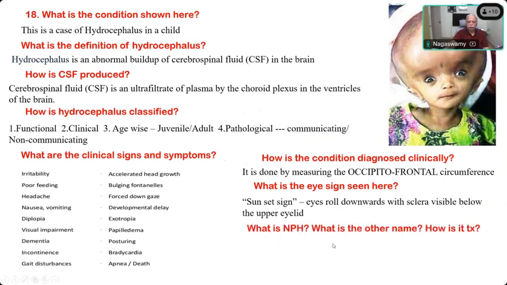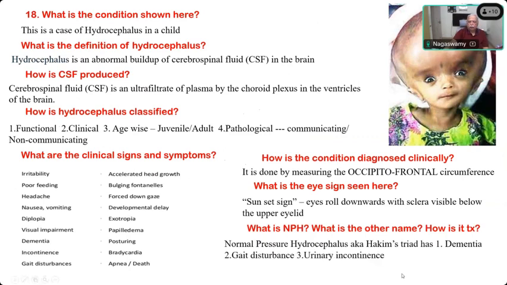What is NPH? What is the other name for that? How is it managed? Normal pressure hydrocephalus. It is also called Hakim's triad, and the features are dementia, gait disturbance, and urinary incontinence. It is treated by a shunting procedure. Even though the pressure is normal, you have to divert the pressure.